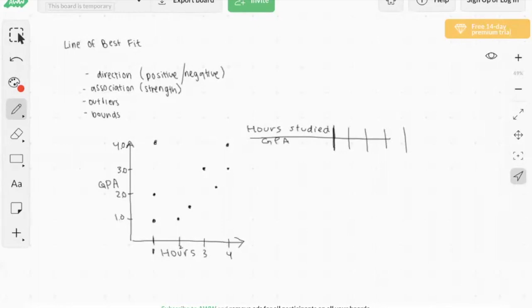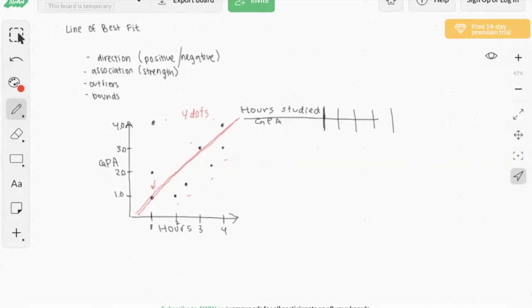So I would say line of best fit is about here. So approximately we have 1, 2, 3, 4 dots here. You can count this as a 5, I guess. And then 1, 2, 3, and 4. So approximately this would be your line of best fit. And then now we're gonna look at association, outliers, and bounds.